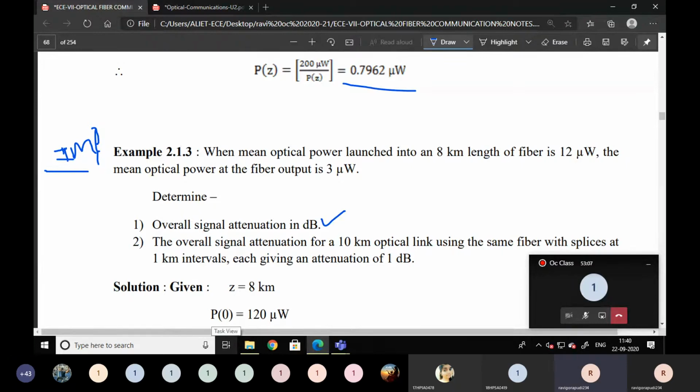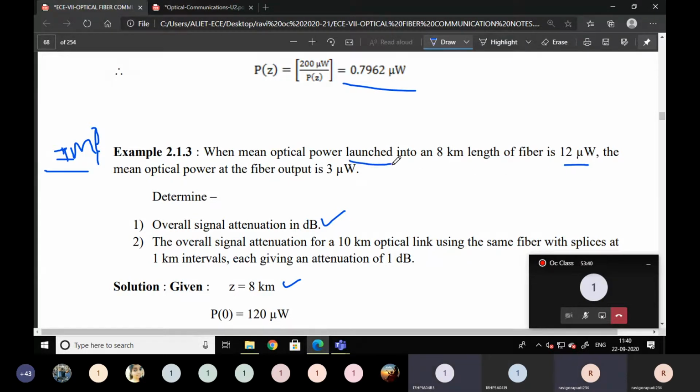Yes, sir. Tell me what is the Z value here. What is the Z value in this problem? 8 kilometers. Already we are showing 8 kilometers here. And what is 12 microwatt? 12 microwatt is what? P of 0. Yes, sir.